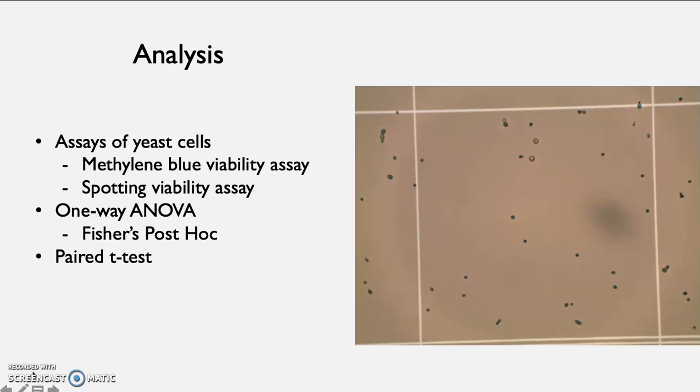For the spotting viability assay, I would do a series of serial dilutions to measure the concentration at which the yeast cells are still able to grow without being inhibited. For statistical analysis, I used one-way ANOVAs followed by Fisher's post hoc test and a paired t-test.